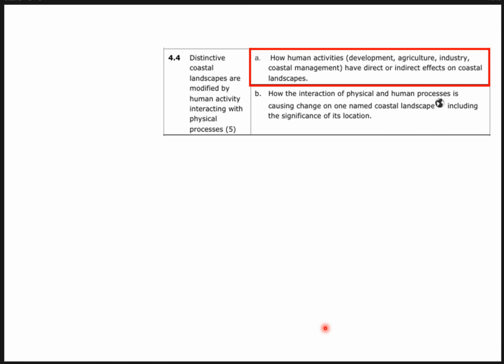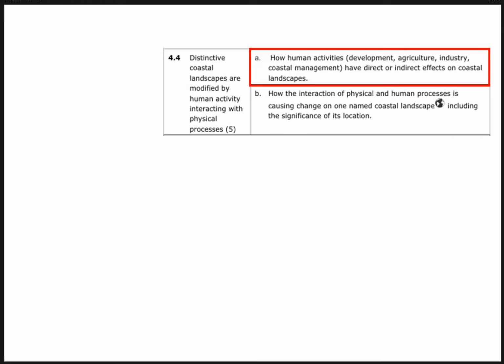Let's look at the specification itself. It's always worth having a look at the specification and ensuring that you are learning the content as laid down by Edexcel. So we're going to have a look at 4.4 in the updated Edexcel specification. So this is our human activities, so specifically development, or what that means by development, agriculture, industry and coastal management. We're looking at the direct effects and the indirect effects on coastal landscapes, i.e. how it is shaped, what it looks like and how it's used.